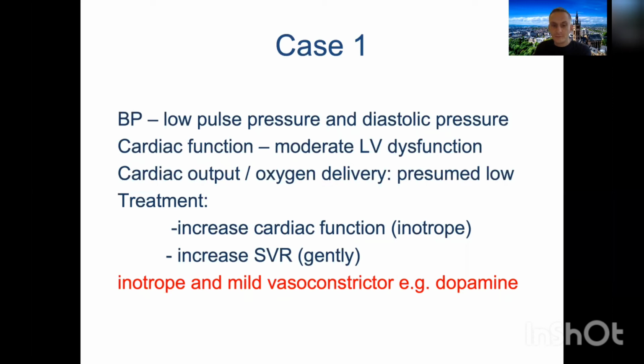So what's our treatment approach? Our treatment approach is to improve that cardiac function using an inotrope and to increase the systemic vascular resistance, but only gently, because we don't want to increase the afterload too much on that ventricle that's already not functioning normally. So in this situation, I'd go with an inotrope and a mild vasoconstrictor, for example, dopamine.